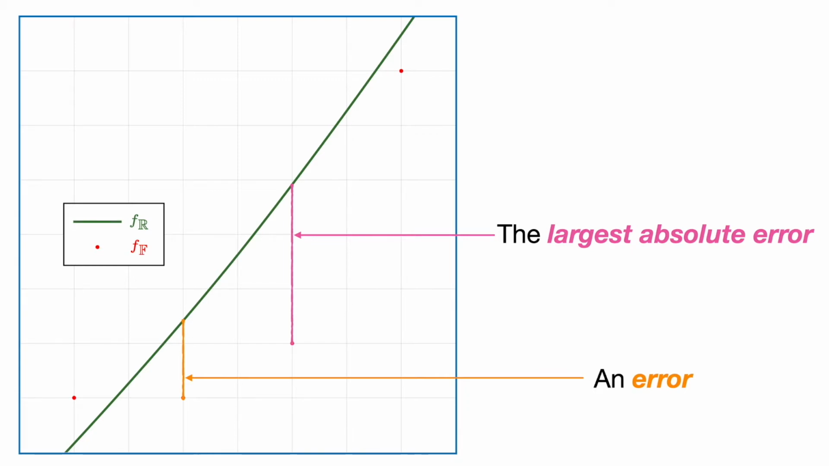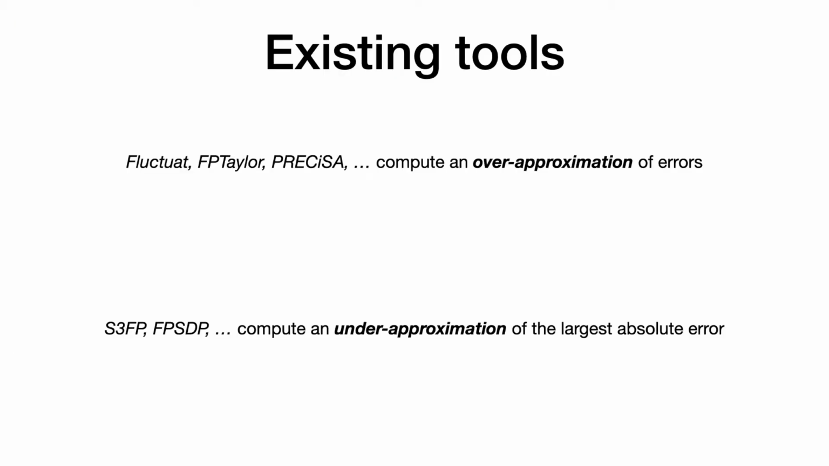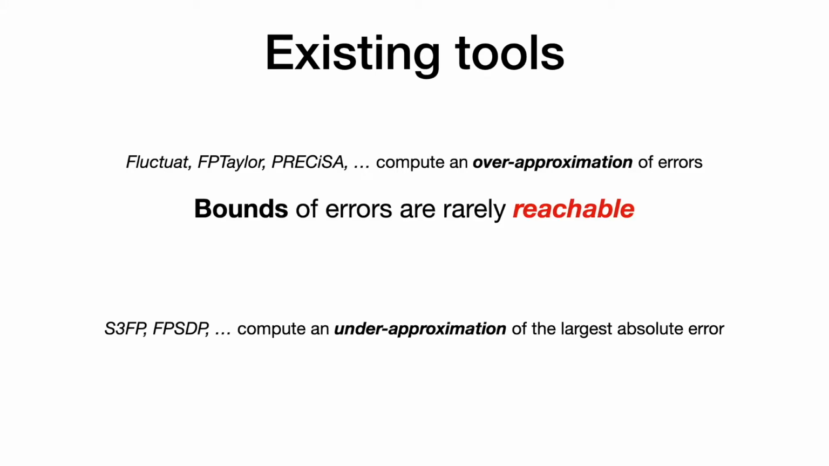There exist many tools that focus on providing bounds on errors. Some even provide bounds on the largest absolute error. So let's see how they do it. Tools like Experimentation FPBench or Precisa compute an over approximation of errors. This upper approximation of errors tells us that errors can be less or equal to it, but never greater than the over approximation. But the computed bounds of errors are still rarely reachable.